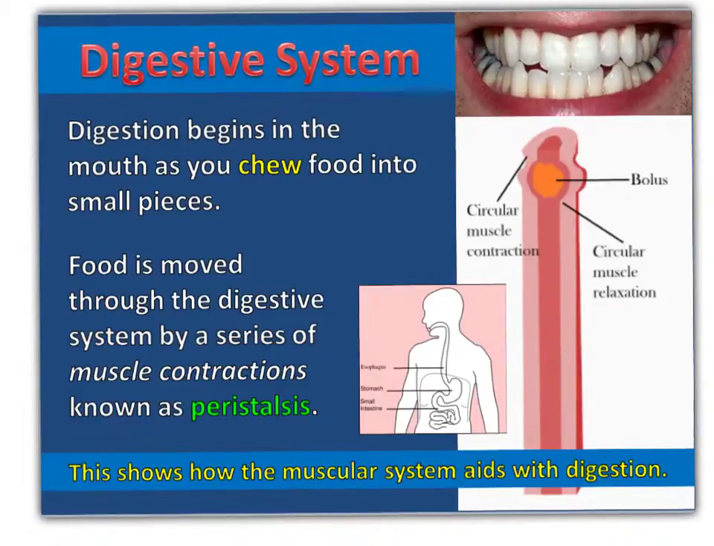Okay, digestion always begins with the mouth, and as you chew the food into small pieces, you also get to introduce saliva into your food, which will help to break it down. So the first step of digesting your food is chewing in your mouth. Food is moved through the digestive system by a series of muscle contractions known as peristalsis.